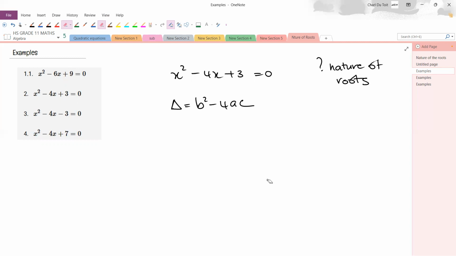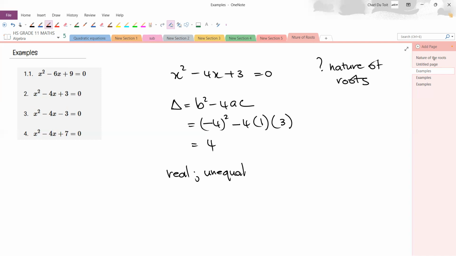You can use both, either or. Well, you're not going to use both. For nature of the roots, you're only going to use this section because you don't need the rest. Okay, so now what? Minus 4 squared minus 4 times a times c. And that is 16 minus 12, so that is 4. Okay, so what is 4? 4 is a value larger or equal than 0, so the roots are real. 4 is not equal to 0, so it's unequal.